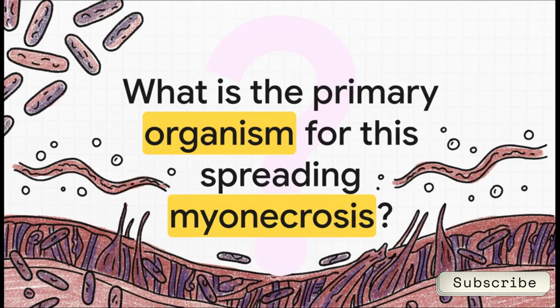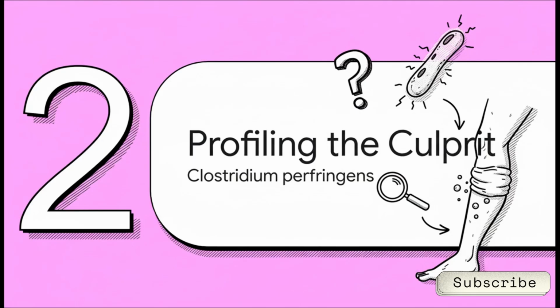So, you see this horrific scene. What's the first question you ask? Who's our number one suspect? What organism could possibly cause this kind of rapid, gas-producing muscle death, this myonecrosis? Well, meet our prime suspect, Clostridium perfringens. This little guy is the mastermind behind more than 60% of all gas gangrene cases. If you have to put your money on one organism, this is always the one.